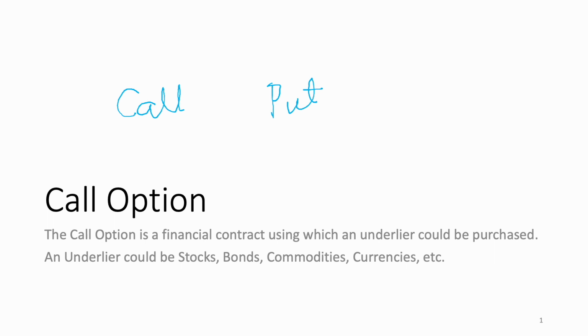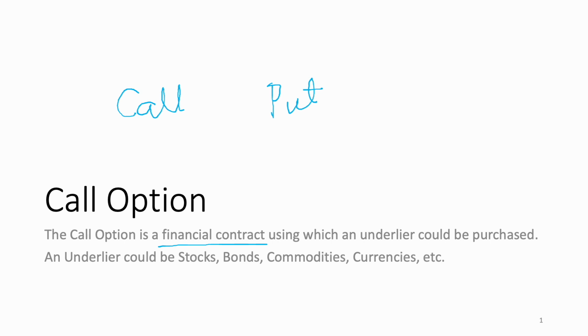Now options are essentially a financial contract between a buyer and a seller. So in a call option, when I'm purchasing a security, I need to have a seller who will agree to the purchase in the terms which is mutually agreeable to both the buyer and the seller. Similarly, in a put option, when I'm selling something, I need to find a buyer who will agree to the terms mutually acceptable to both of us so that the sale can take place.